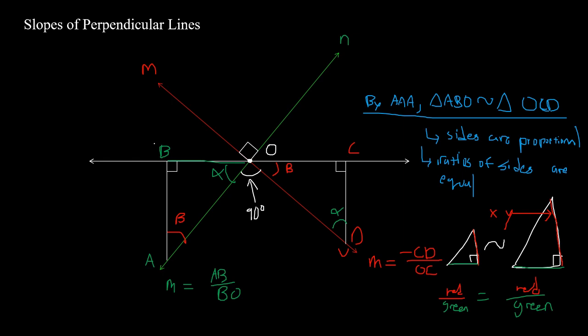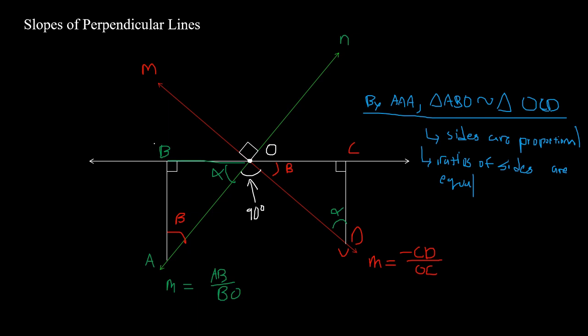Because red gets bigger at the same pace as green gets bigger. They're both multiplied by some factor y. So that means that the ratios of sides in similar triangles are equal.